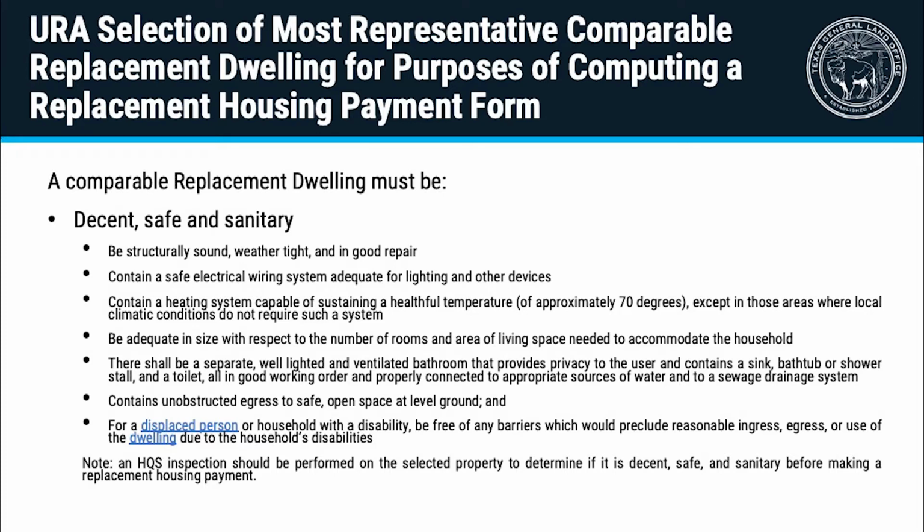And, for a displaced person or household with a disability, it must be free of any barriers which would preclude reasonable ingress, egress, or use of the dwelling due to the household's disabilities. Note: an HQS inspection should be performed on the selected property to determine if it is decent, safe, and sanitary before making a replacement housing payment.